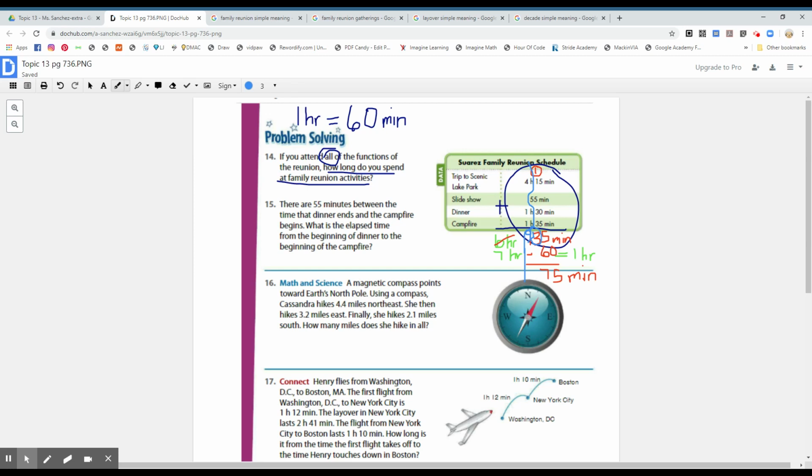All right, for number 15. I'm going to put a question mark here to remind you that you still need to give me the answer, boys and girls. All right, number 15. There are 55 minutes between the time that dinner ends and the campfire begins. What is the elapsed time from the beginning of dinner to the beginning of the campfire?